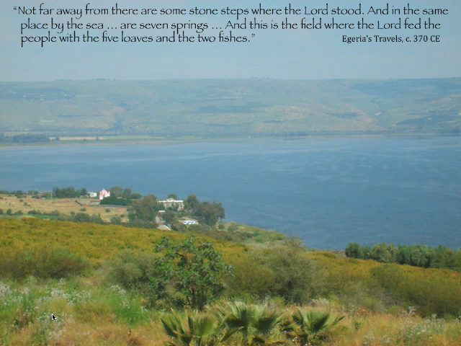And from this view, so something similar to what Egeria herself could have seen, you see Capernaum. The excavation area is right here for Capernaum, hidden behind trees. This is the Mount of the Beatitudes. And Egeria tells us, after she has visited Capernaum, that not far away from there are some stone steps where the Lord stood. And in the same place by the sea are 7 springs. And this is the field where the Lord fed the people with the 5 loaves and the 2 fishes.